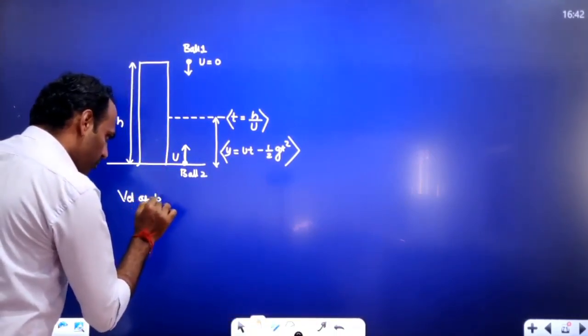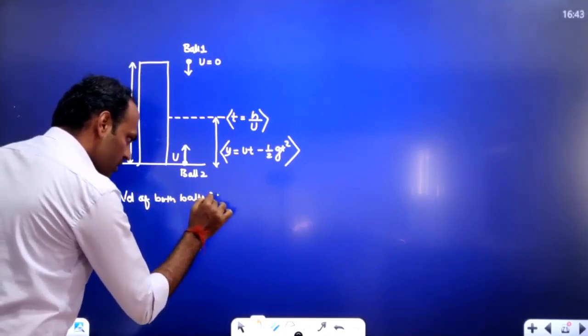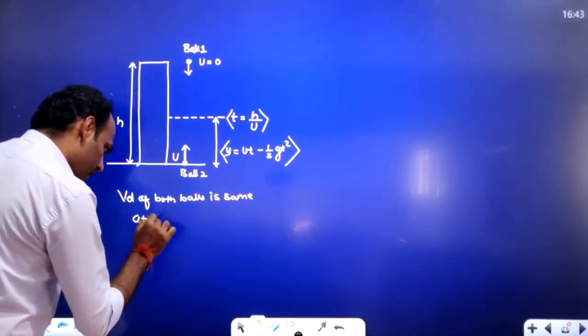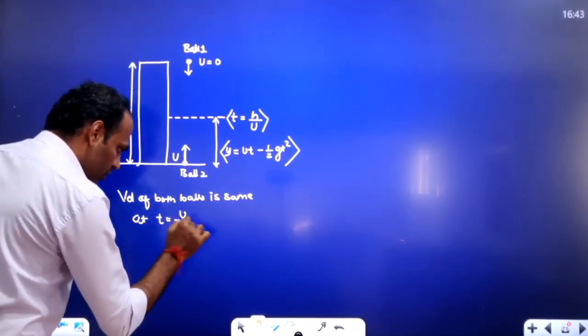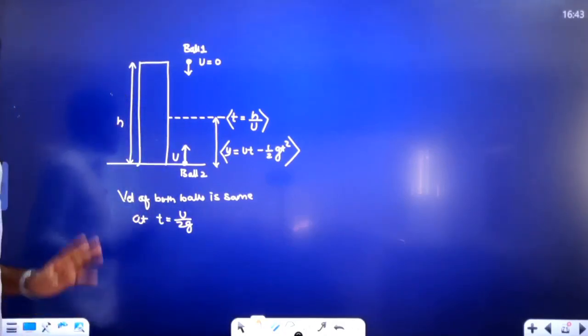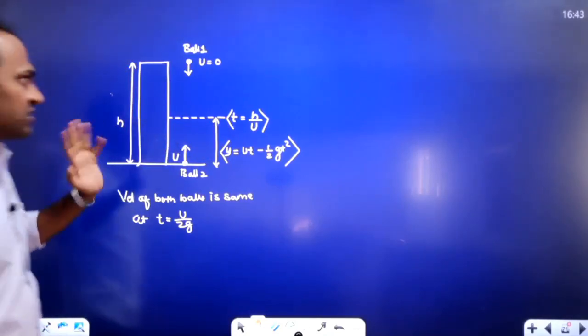Velocity of both balls is the same at a time t equal to u by 2g. At this time, the velocity of both the balls will be the same, right? So remember especially these two things. Okay, this is one case.